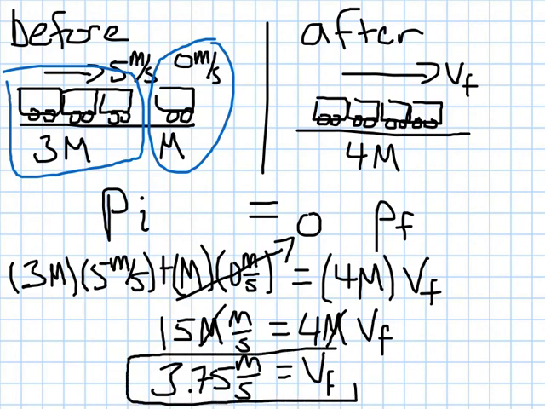Now, as far as whether or not this makes sense, it is less than the initial speed, which was 5 meters per second. And I was anticipating that. When you stick together with a train car that's not moving at all, then you have to give some of your momentum to that 4th car, which means the original 3 cars have to give some up. And so this makes sense to me.